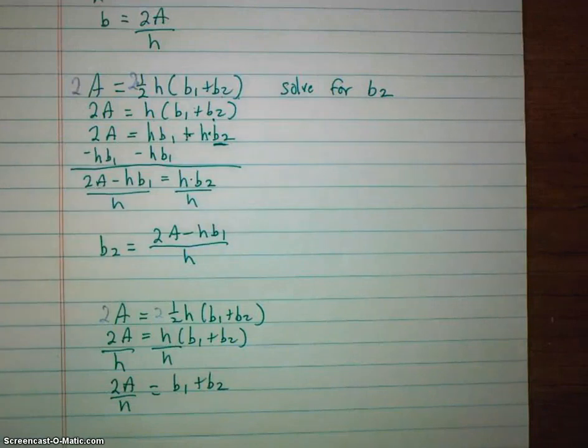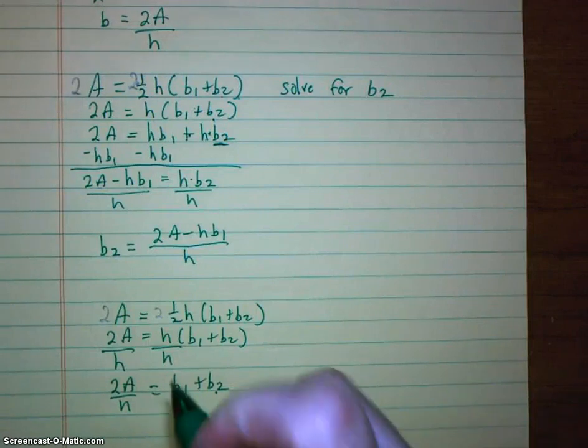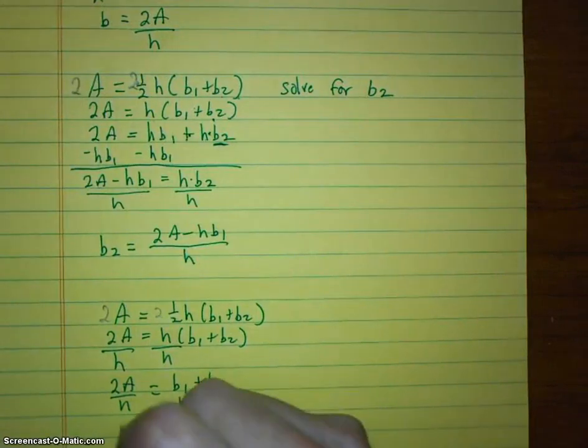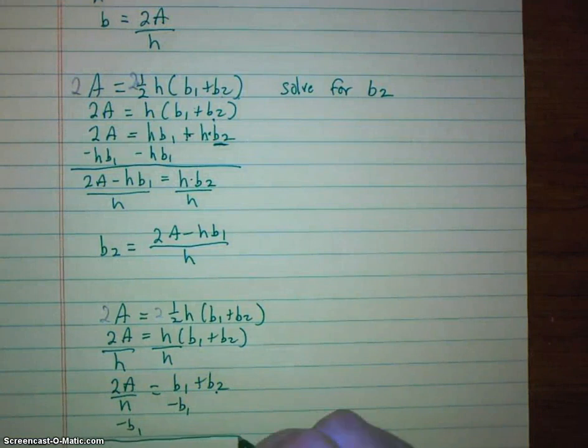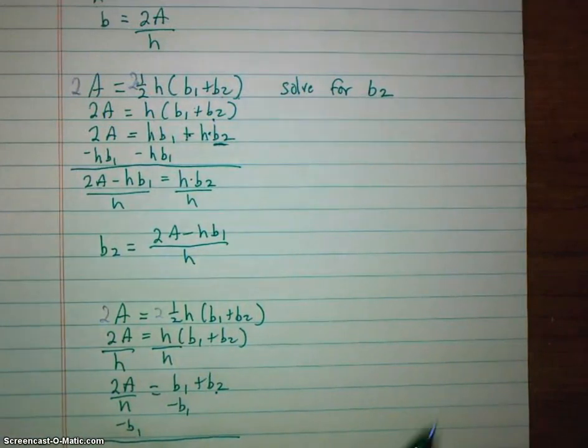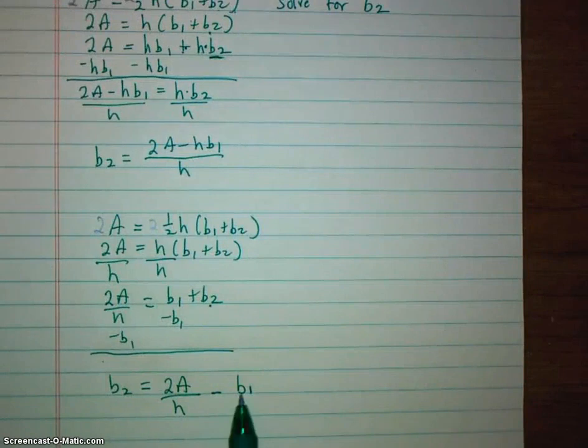And now notice that the b2 is almost all by itself. The only thing we have to do is get rid of this add. To get rid of an add, we do a subtract. So we subtract b1 on both sides. And our answer would be b2 is 2a over h minus b1. And notice that b1 is not part of this fraction, because in order to combine these, we would have to have a common denominator.